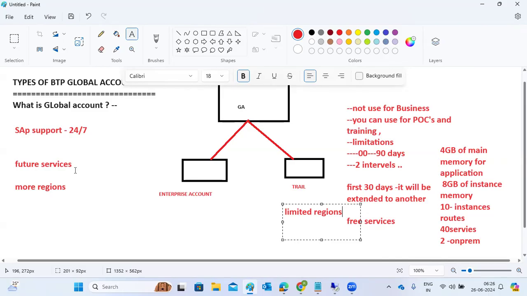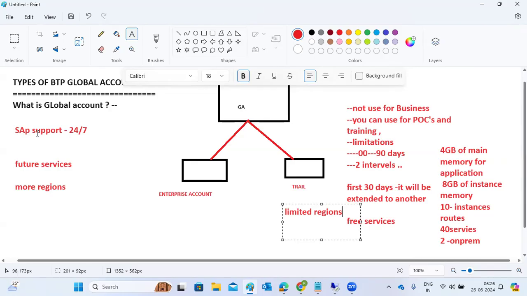So, sir, what about the free services here? Here, you can use the free plus paid services also. In the trial account, only free services you can use. Here you can use it for the business purpose. The future services are also available, and more regions are available for this account, right?